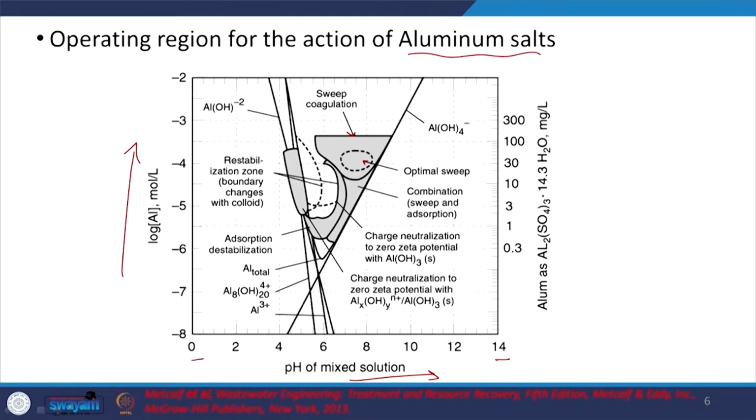So here it is adsorption destabilization. Again, depending upon where we are, we will have different kinds of destabilization. So only sweep or a combination of sweep and adsorption takes place here. So let me move on. Here you obviously have the amount of alum that's being added, in milligram per liter, and this free metal concentration is here. I am assuming this is total metal, but let's leave that there.